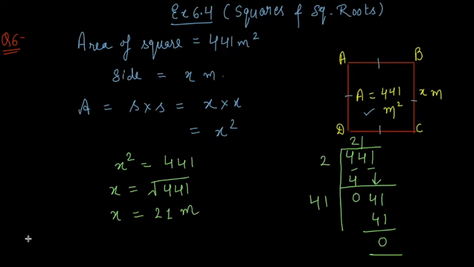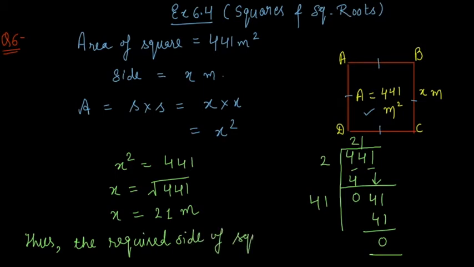So what can I write? Thus, the required side of square ABCD is how much? 21 meter. So this was a simple question. We have applied the area of square formula to calculate the side of the given square. Okay, you can pause the video if you want to note it down. Now moving to question number 7.